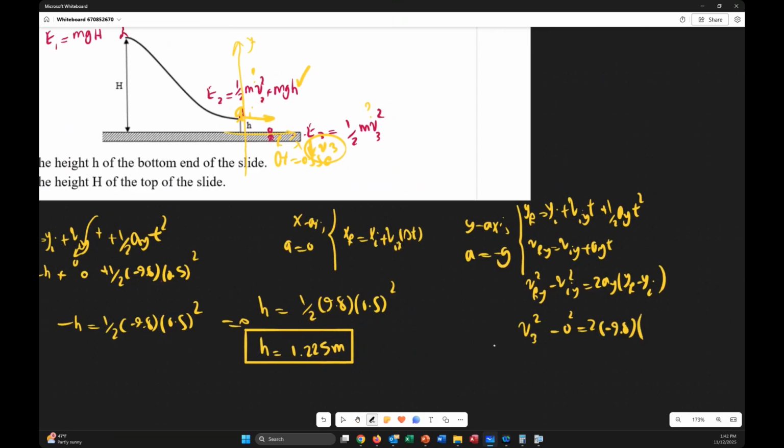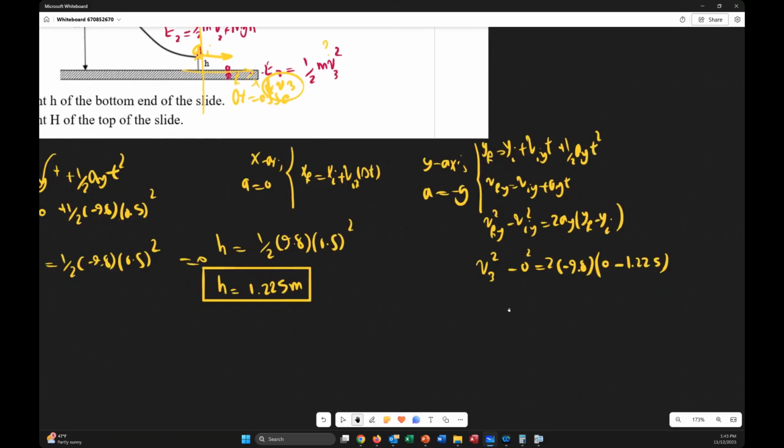What is the y final? 0. What is the y initial? We just calculated it, the height. It is going to be 1.225. There you go. I calculate the velocity in 3. Okay? Make sense? I'm just using this formula to calculate the velocity at this point.